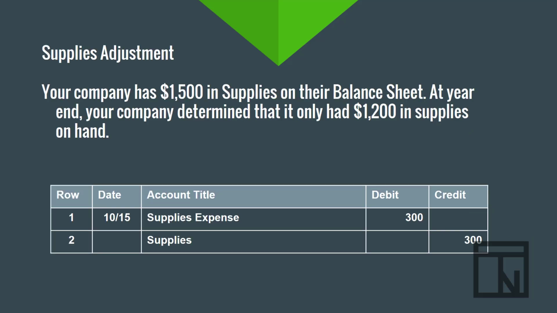To do that, we're going to increase our supplies expense account. So we're going to debit the expense for the $300 difference between what our starting inventory was and our ending inventory. And then we're going to reduce supplies by the amount that got used. So supplies is going to get a credit to reduce that asset down to the $1,200. And that's what our adjusting entry for supplies would look like.